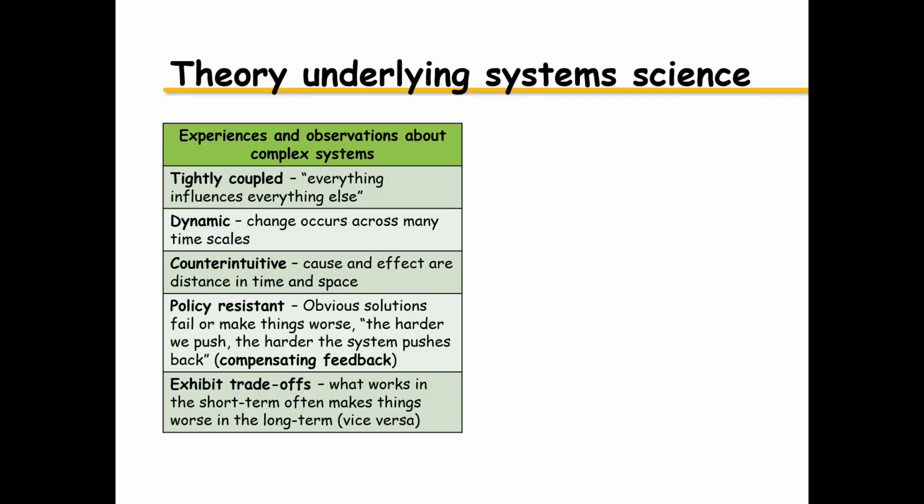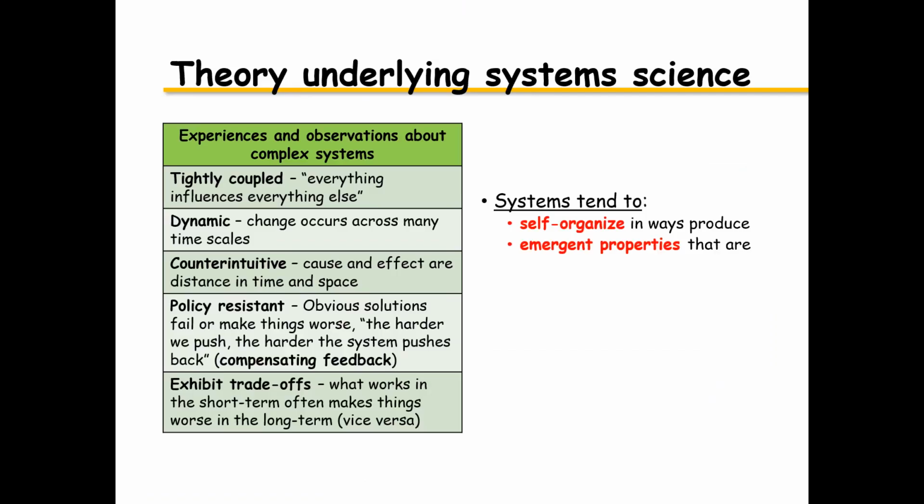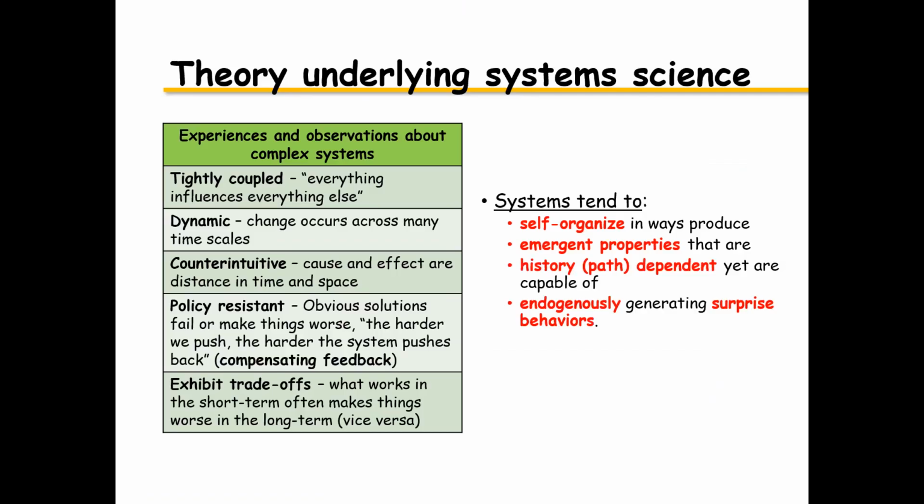Because of these sorts of relationships that we see in the world around us, complex systems like ranches, like watersheds, like landscapes can do some very interesting things. They tend to self-organize in ways that produce emergent properties that are history or path dependent. That means we know something about their history and trajectory, we have the information about where it comes from, and can maybe forecast a little bit about where it's going, but despite that they can still produce endogenously surprising behaviors that we can't anticipate and can't always foresee in advance.